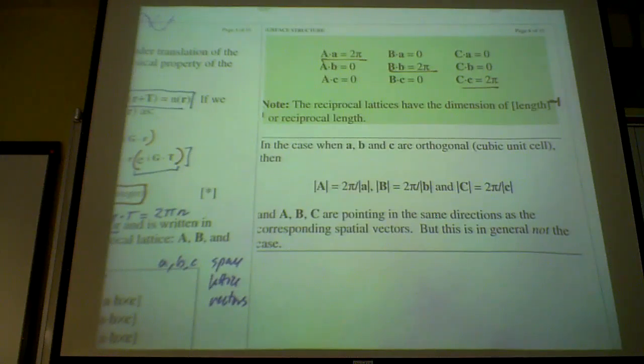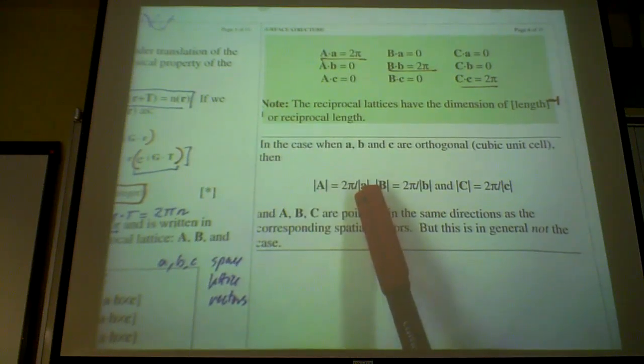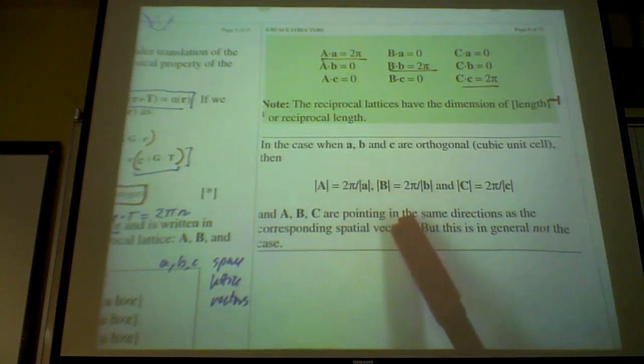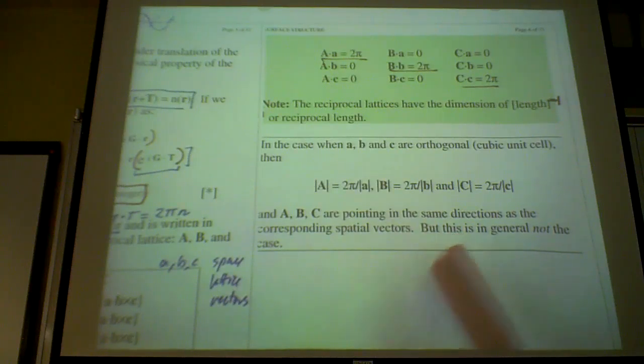It turns out very simply, A is proportional. So if you have a cubic unit cell, the reciprocal space is also a cubic unit cell. And A, B, and C are pointing in the same direction as the real space vectors. But this is in general not the case.